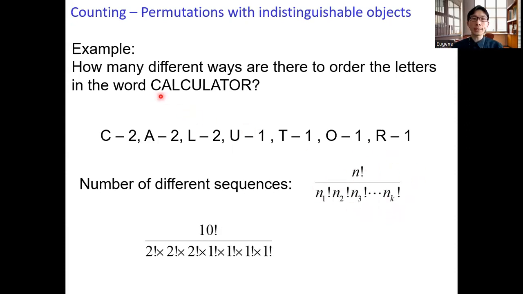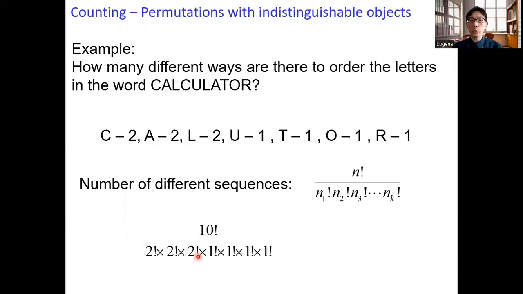So the number of different sequences, using the formula: we have altogether 10 letters in the word calculator. So n is equal to 10, divided by the repeated items. The first 2 factorial corresponds to the letter C. C appears 2 times, so we have the first 2 factorial in the denominator. The second term in the denominator is also 2 factorial, corresponding to the letter A appearing 2 times. And then the letter L also appears 2 times, so we have the third appearance of the 2 factorial.